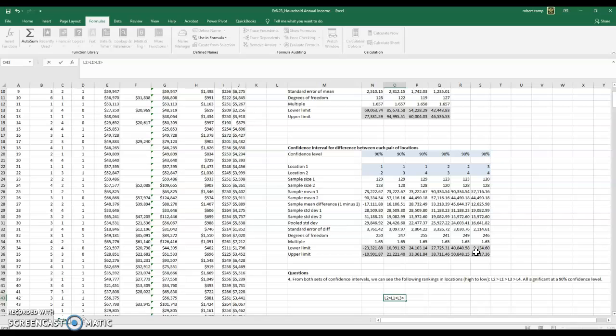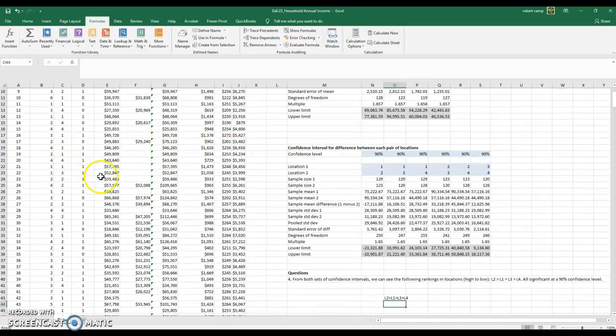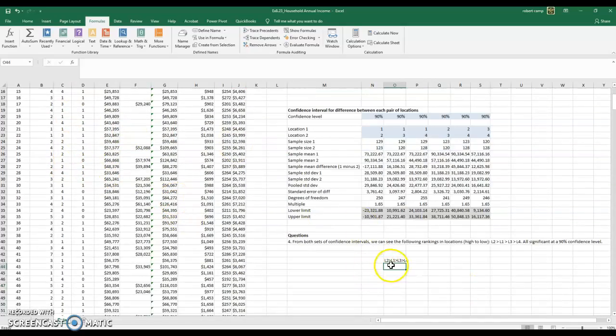And L4, location 4, I think is the southwest side of the city. I actually don't remember because we just locked that in. So the most expensive part of the city, or not the most expensive part, sorry, the highest income part of the city is L2, followed by 1, followed by 3, followed by 4. All of these are at a 90% confidence interval, so we're 90% confident that those numbers are going to fall between those ranges.